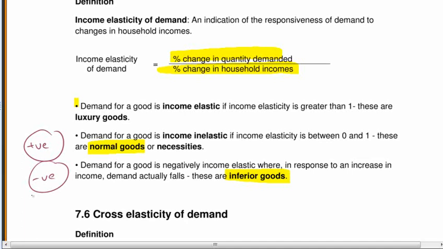You could sometimes take that even further. If you're looking at a good which is income elastic, so the income elasticity is greater than 1, then that may well be a luxury good. You get a pay rise and suddenly you splash out on that foreign holiday or that new TV. Equally, if your income goes down, they're the things you can do without. So that's quite responsive to a change in income. Whereas if you're looking at an income inelastic good, between 0 and 1, that may well be a necessity. You can't do without it. So not as responsive to a change in income.